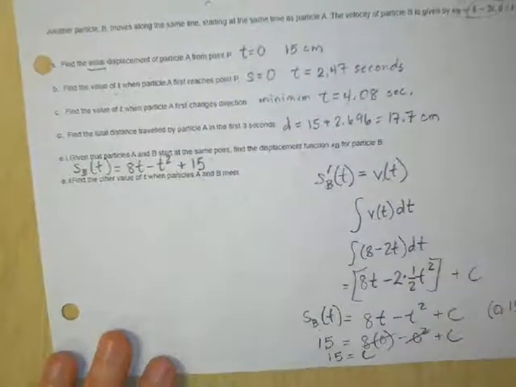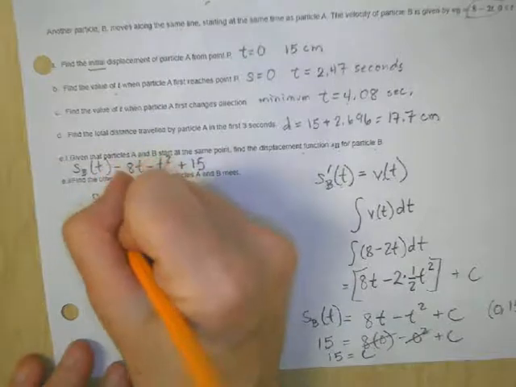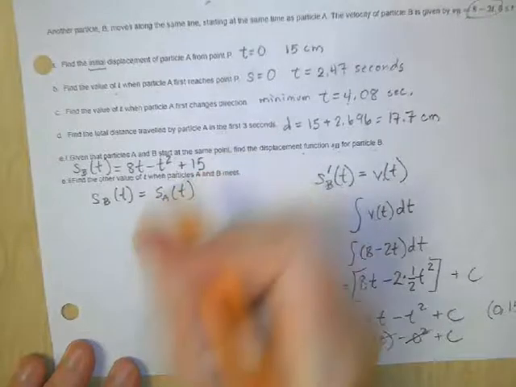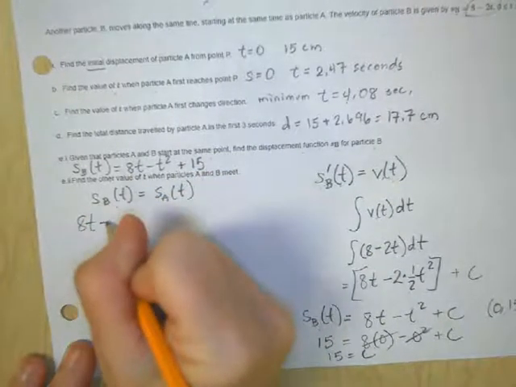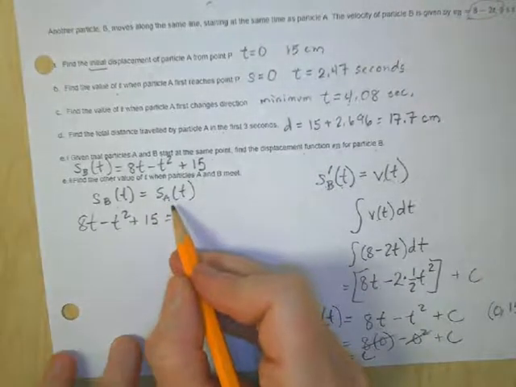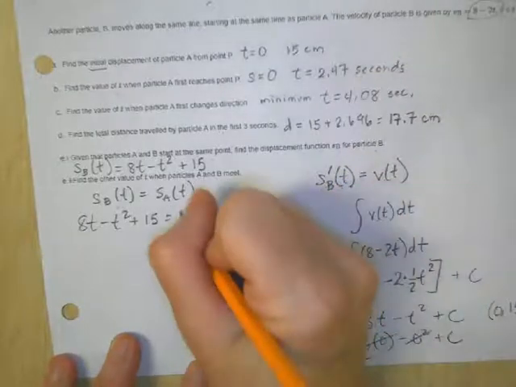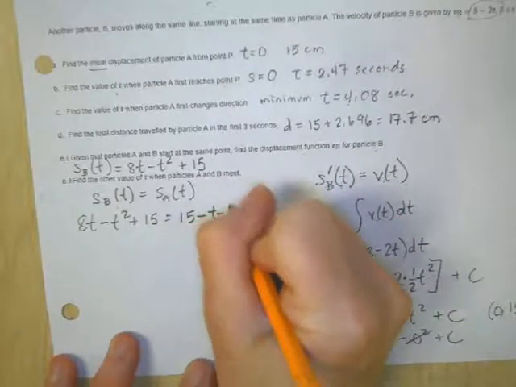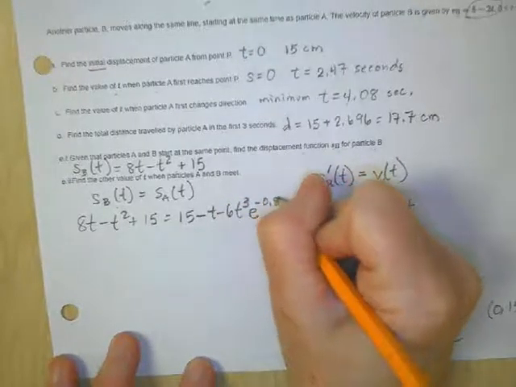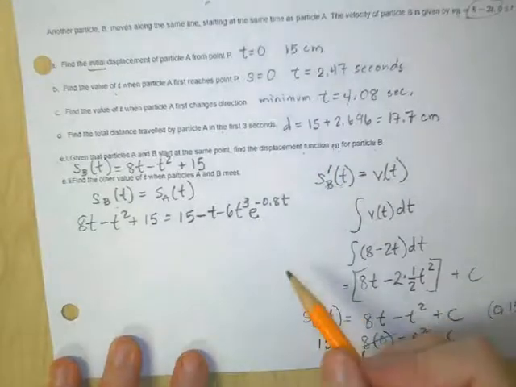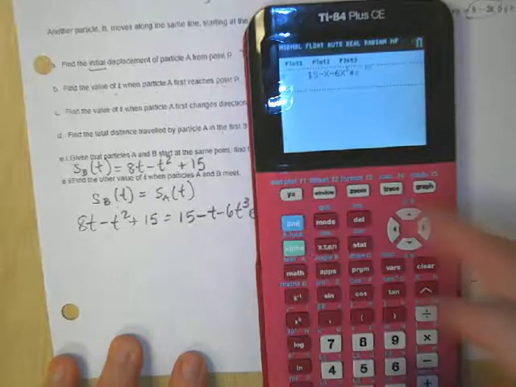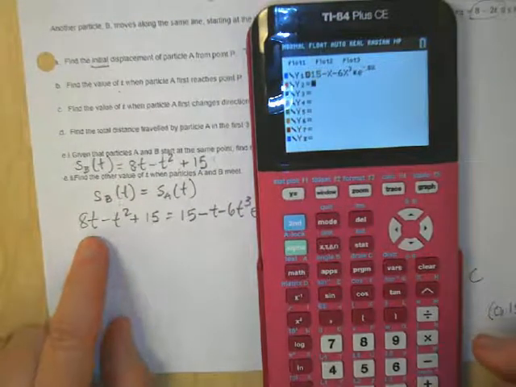So I could do it by hand. I could say, okay, I want to know when SB of t is equal to SA of t. And I know SB of t is 8t minus t squared plus 15. And the displacement function of particle A was given to me, that was the first equation I was given, minus t minus 6t cubed e to the negative 0.8t. And then I could try and solve that by hand, but that looks really hard. Hence, graphing calculator.